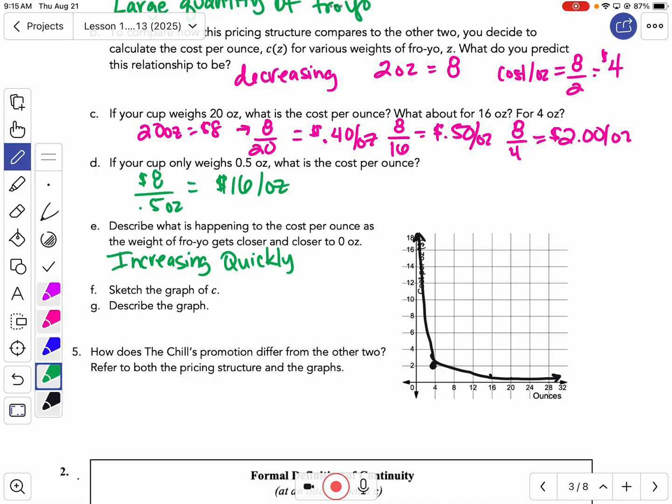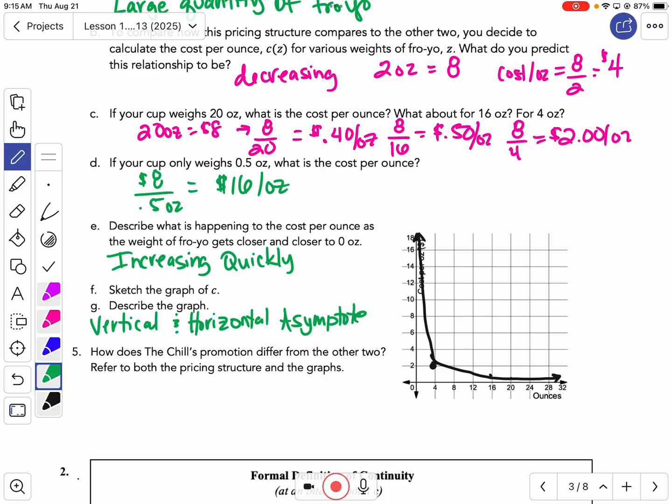Because I'm never going to get 0 ounces, right? I'm always going to get something, but it's going to cost me infinitely more. I'm never going to get $0 because I'm always going to have a weight, right? So it looks like we have a vertical and a horizontal asymptote. The more I order, the closer it gets to 0. The less I order, the more expensive it gets.